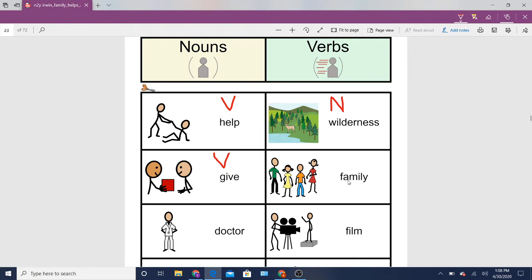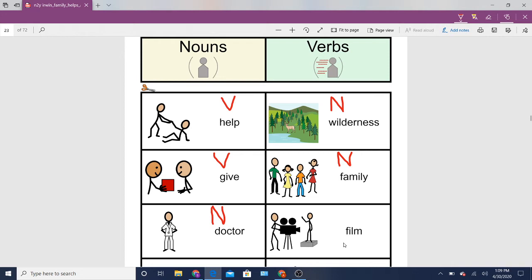Family. Again, a noun is a person, and a family is a group of people. So we have to stop right there because we already know that family is a noun. Doctor. Is doctor a person? Yes. So again, doctor is a noun.